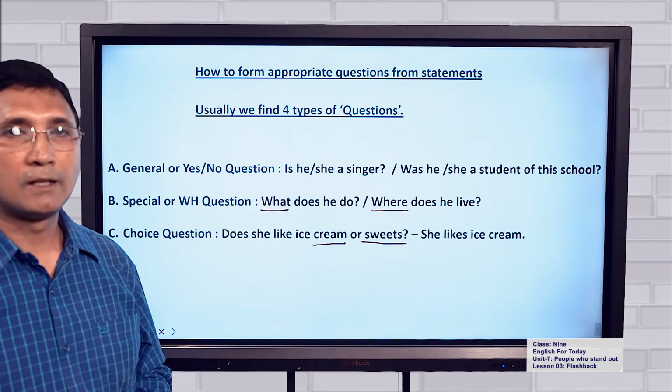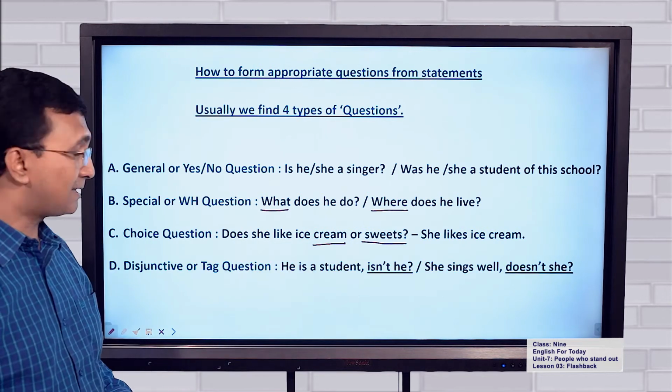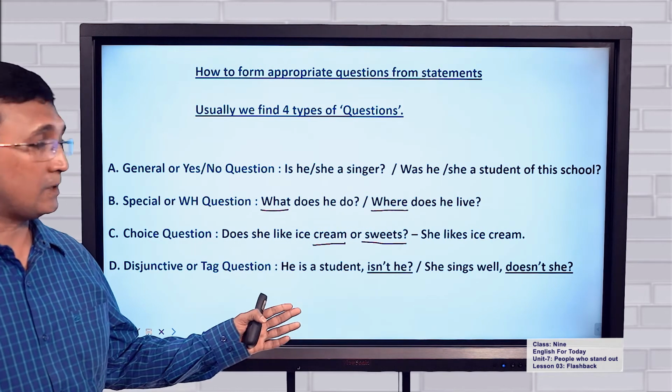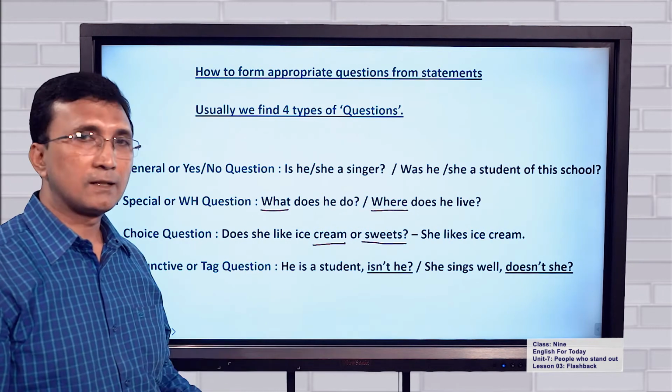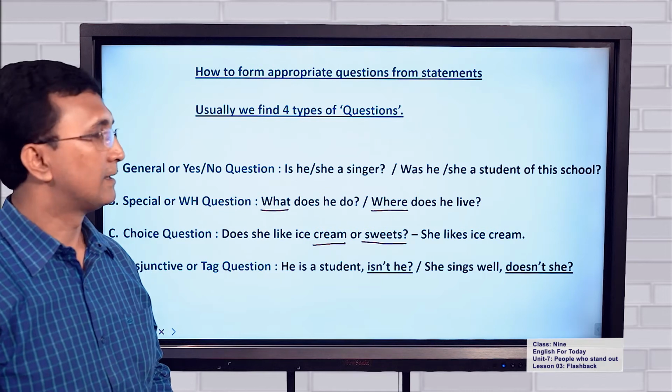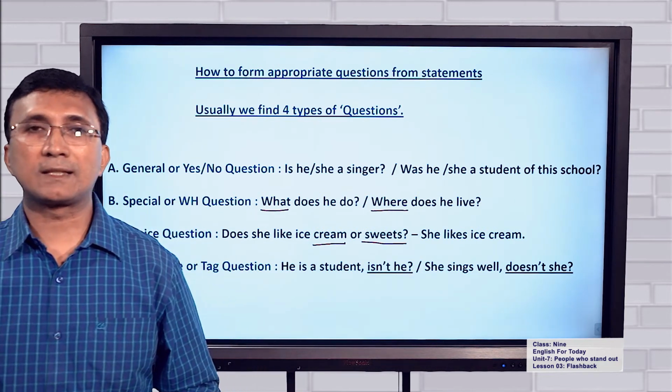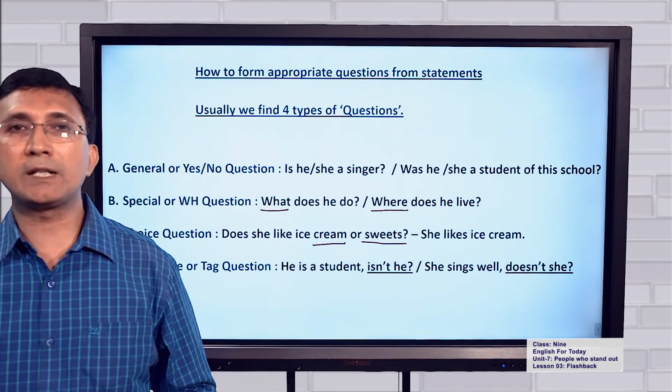Now look at the fourth type of question. It is called disjunctive or tag question. An example: he is a student, isn't he? Or she sings well, doesn't she? Dear students, here we have 4 different questions.